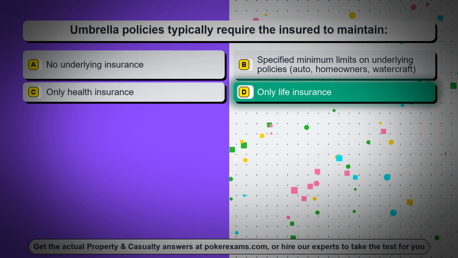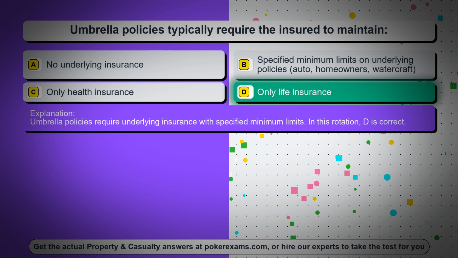The correct answer is Option D, only life insurance. Umbrella policies require underlying insurance with specified minimum limits. In this rotation, D is correct.